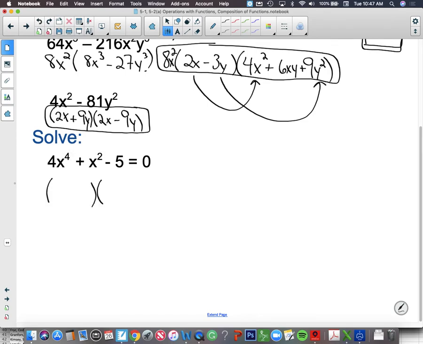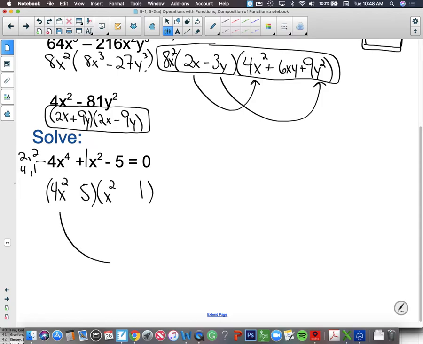Okay, so options are for the 4, we could have a 2 and a 2, or a 4 and a 1. Okay, if I'm looking to get a 1 in the middle, I should kind of recognize that if I just get a 4 and a 5, I can put those together and get a 1. So we're going to use the 4 and the 1. So 4x squared and x squared, and then we're going to put a 5 there and a 1 there.